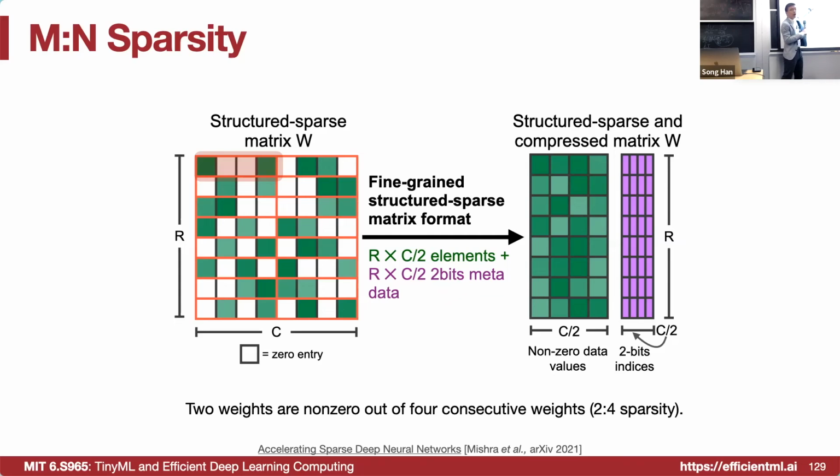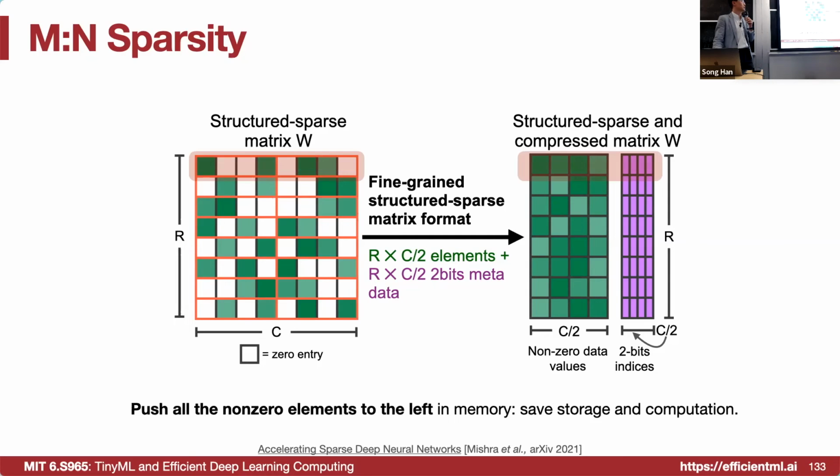So in every 4 elements as a group, at least 2 of them have to be 0. You can have 3 zeros, you can have 4 zeros, but you have to have at least 2 zero elements. This is for the first block, and similarly for the second block, we have 2 middle points that are non-zero, and the other 2 are 0. 2 out of 4 are 0. So in every 4 elements, we have at least 2 zeros. That is 2 to 4 sparsity.